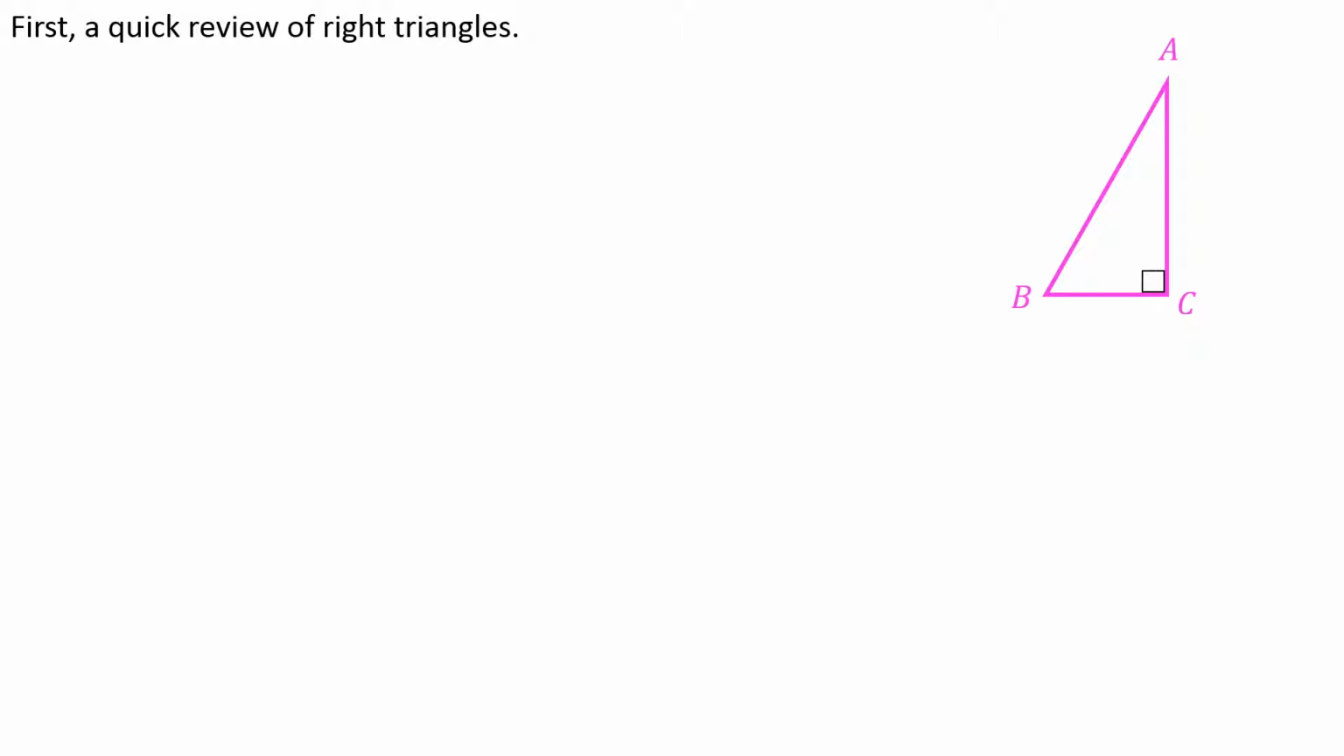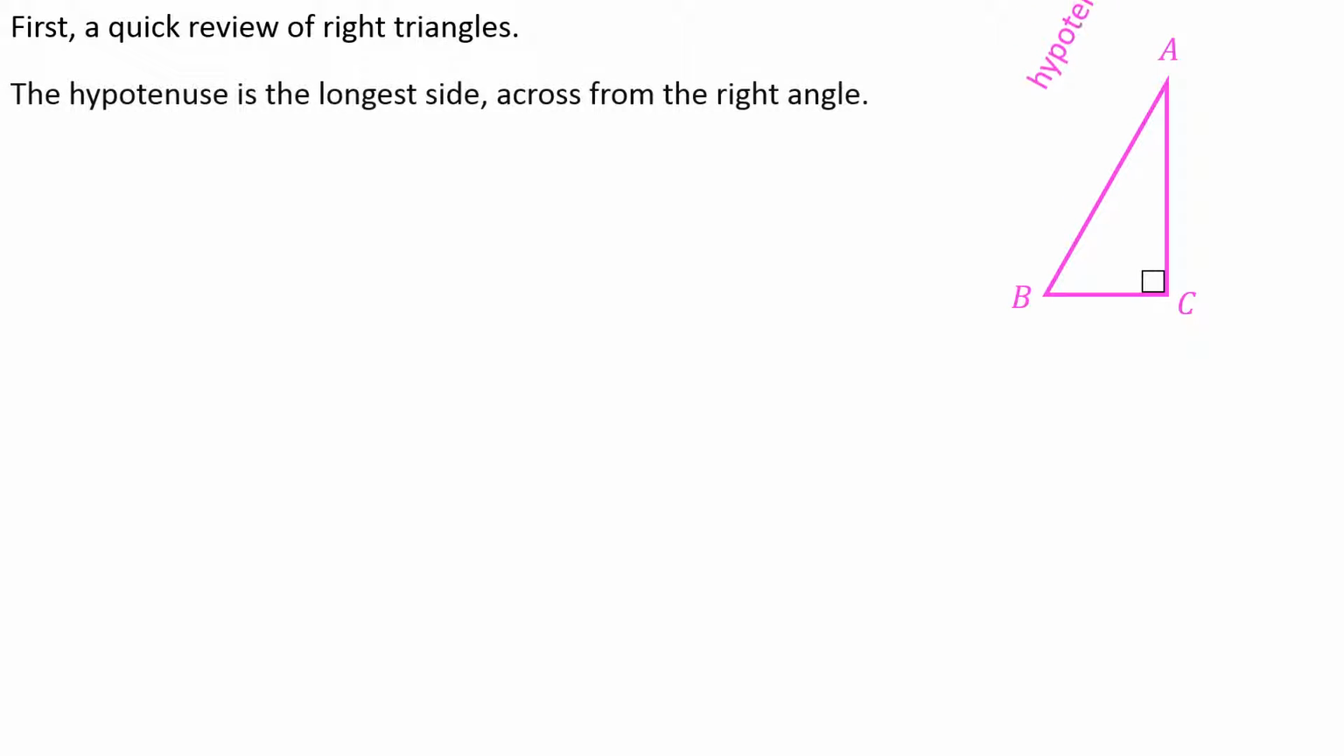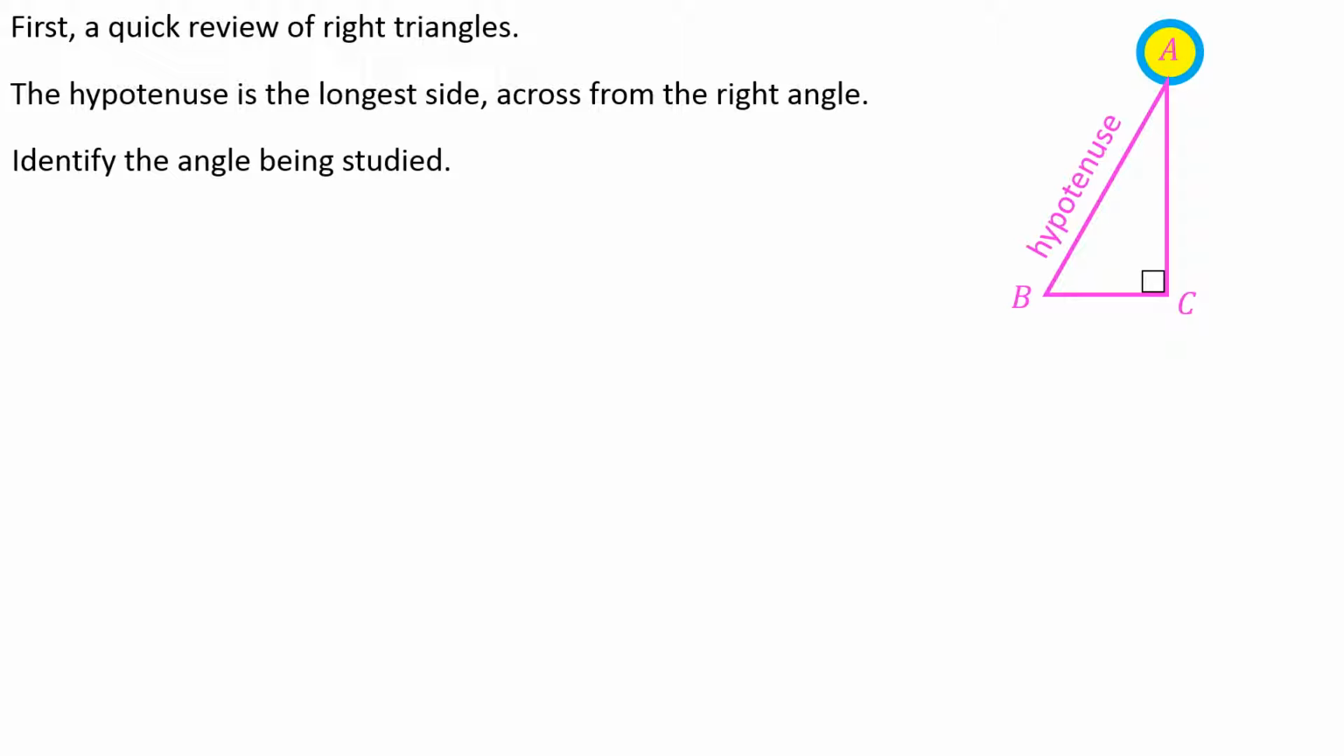Now, we have to have a right triangle to perform this type of trigonometry. There's never a choice with hypotenuse. It's always the longest side, and it's the side across from the right angle. Now, there are two acute angles. I have to pick one of them. I chose angle A.